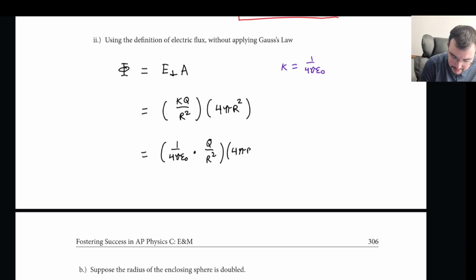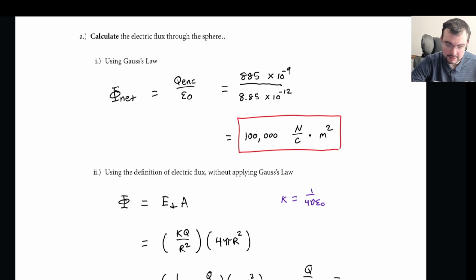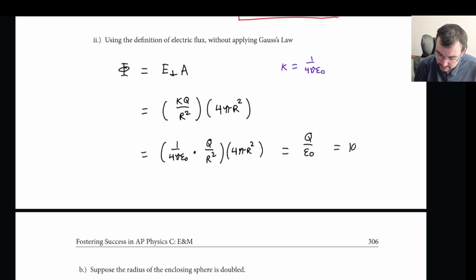times my area. And here's where that area of the sphere and the inverse square law dependencies come into play, because we see that this r cancels with this r, and this 4 pi cancels with this 4 pi. So we're actually just left with q over epsilon naught, which we already computed over here. So we get our same field. Not a coincidence at all.